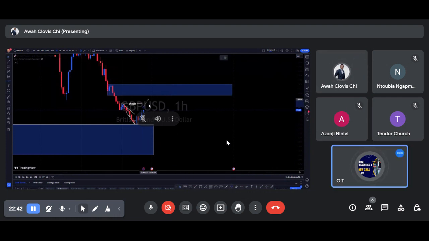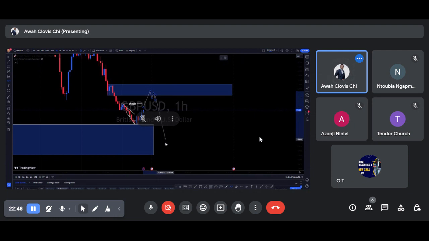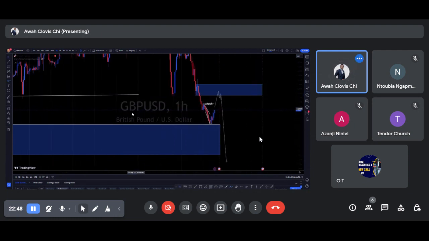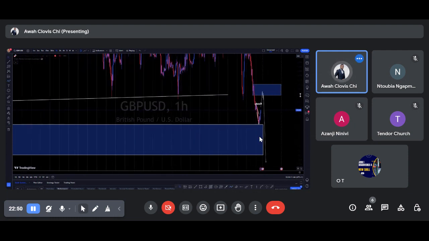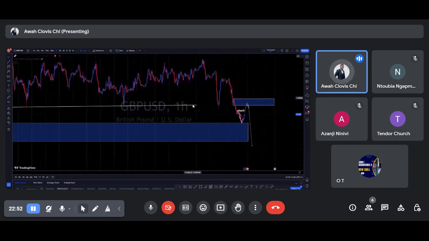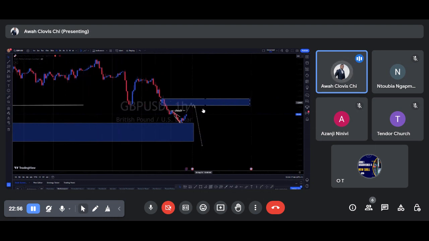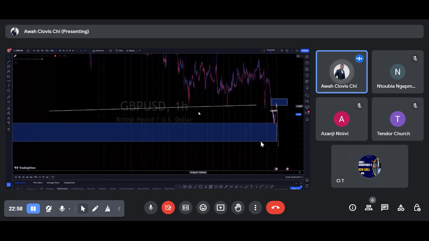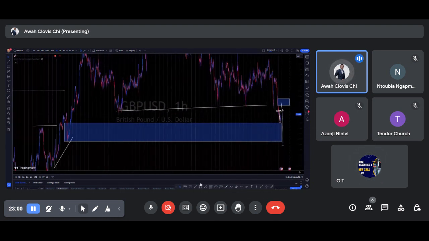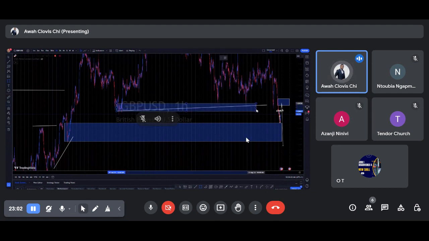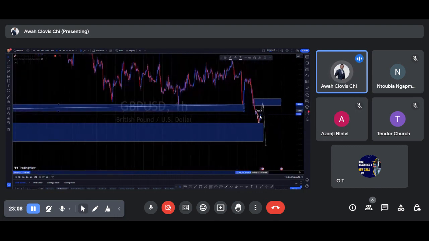And take note, we still have another level up. It might be difficult for GU to break this level, but it's possible. If it's gold, I know that gold can have the strength to fly and break that level, because it's a very strong level. Why is it a strong level? Look at how many times this level has been rejected in the market. One, two, three, four. This is the fifth time before it finally broke.